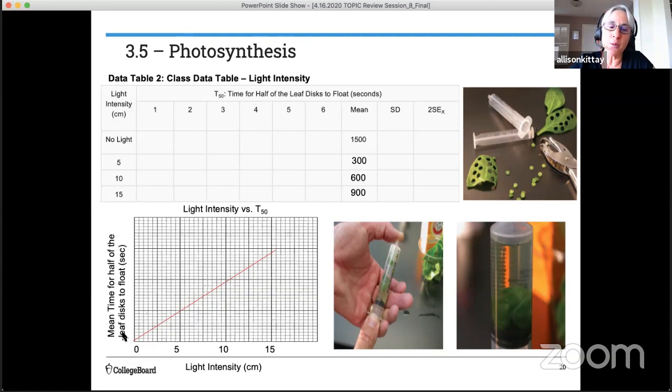And so what you can see here is that the closer the light is to the source, the higher the light intensity, the shorter the time. The 10 centimeters takes a little bit longer, and the 15 centimeter takes longest. The no light we have indicated here because photosynthesis will never happen without light. And so in the class, we just let it go for 1500 seconds and then call it good if none of the discs have risen. Okay.